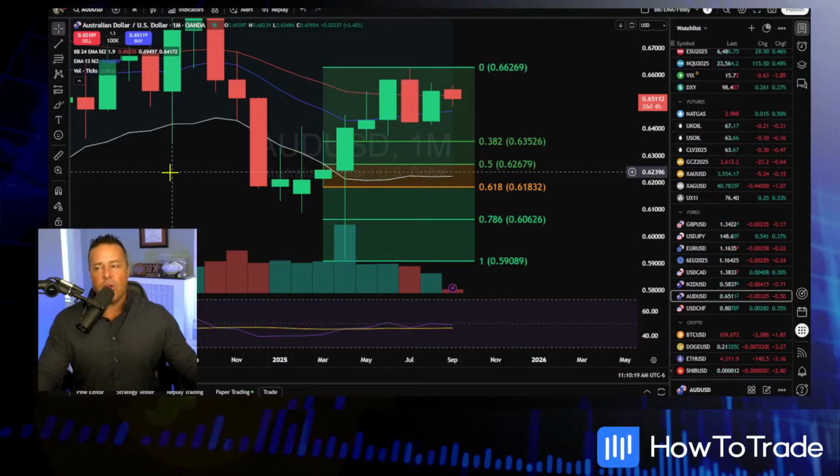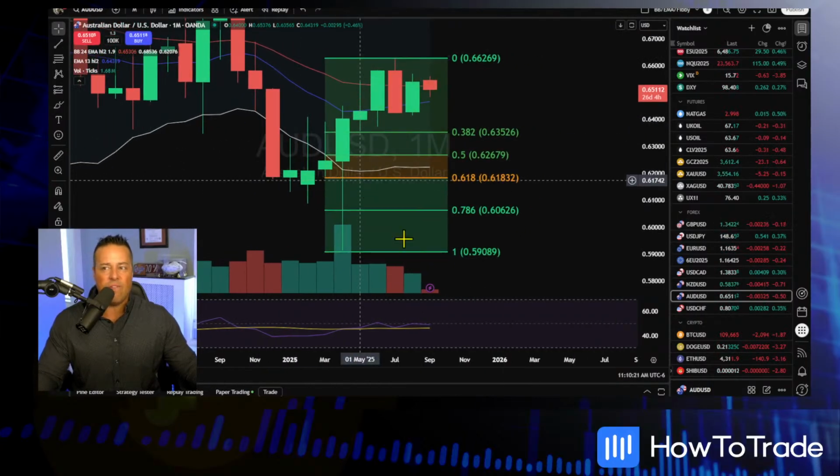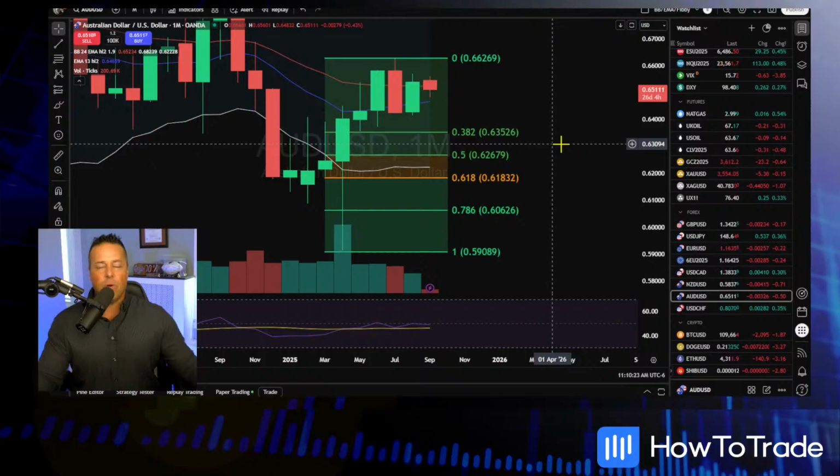All right, Australian dollar, U.S. dollar. I did want to cover this one right away very early in the stream because I know a lot of you are trading it right now. It seems like everyone wants to trade the Aussie. And I go, okay, that's great. And the reason why they want to trade that Australian dollar is because of what's going on in gold.